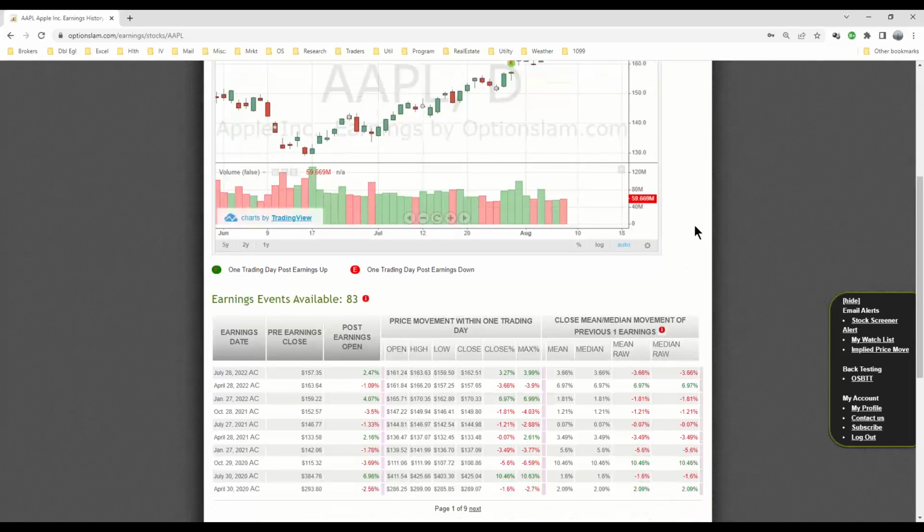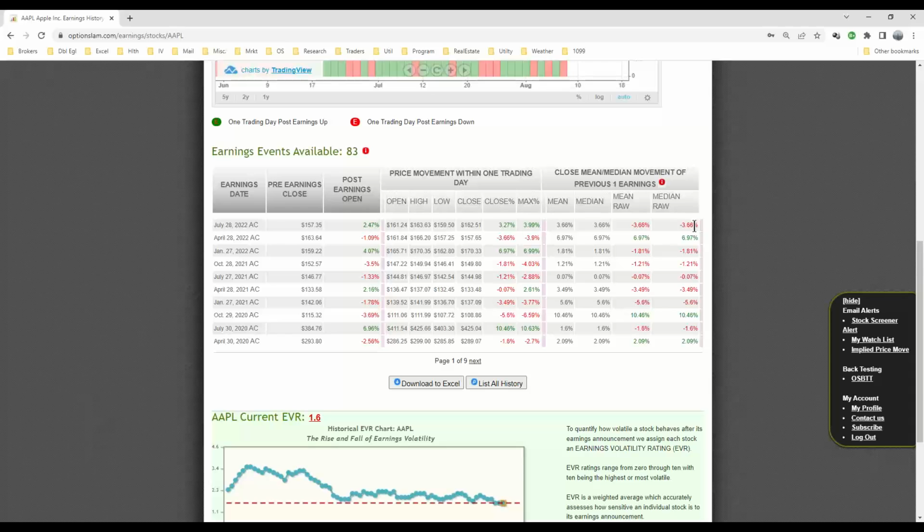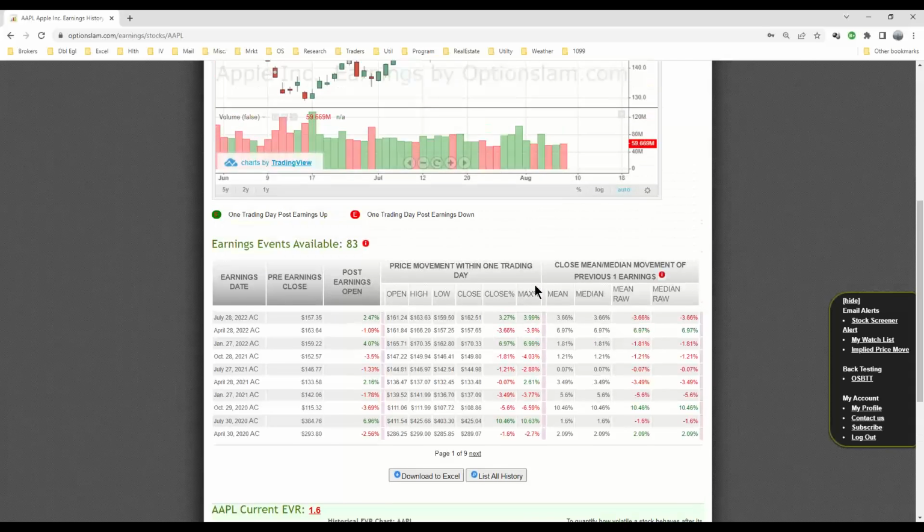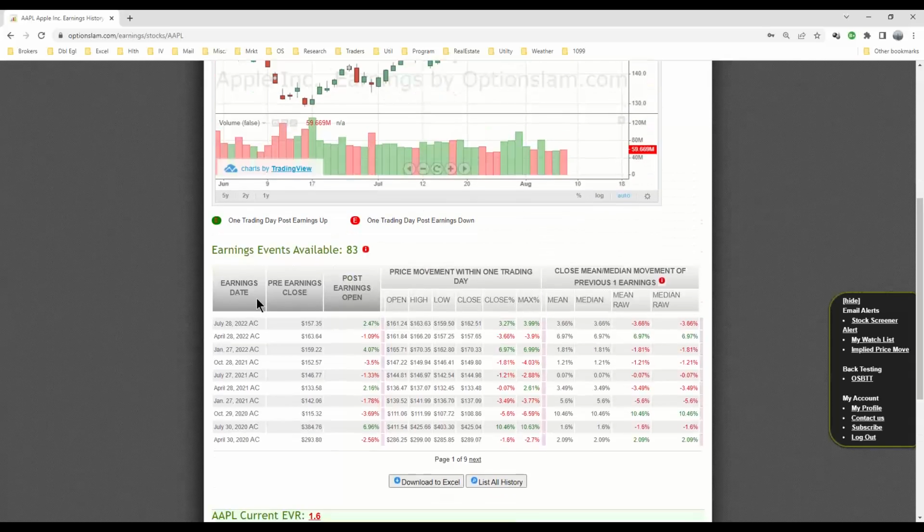Okay, scrolling on down on the earnings history page. The table tells you, let's go through the column headings. Previous earnings dates. This is the last earnings date, July 28th, 2022. Going back in time to the previous quarter, April 28th, 2022. And going back one quarter at a time, as all stocks report 4 quarters every year.